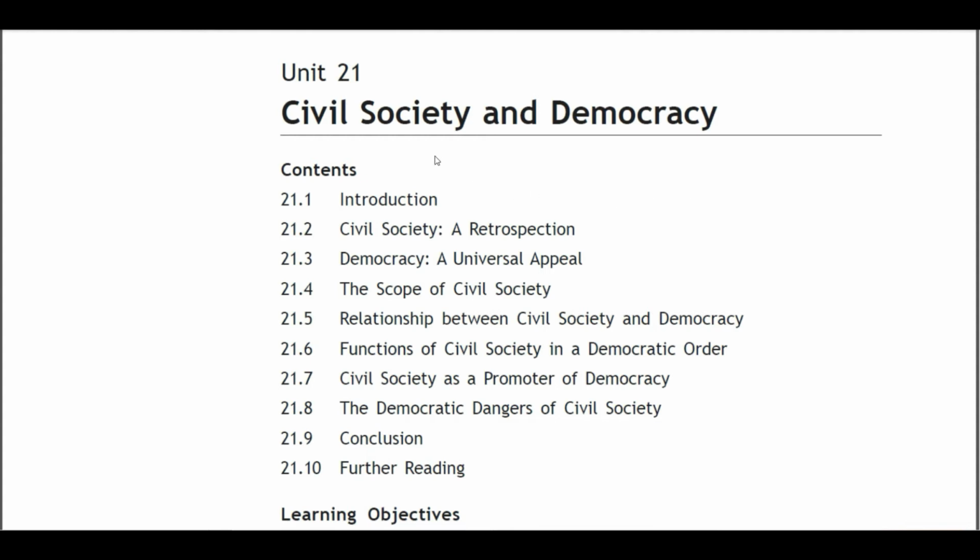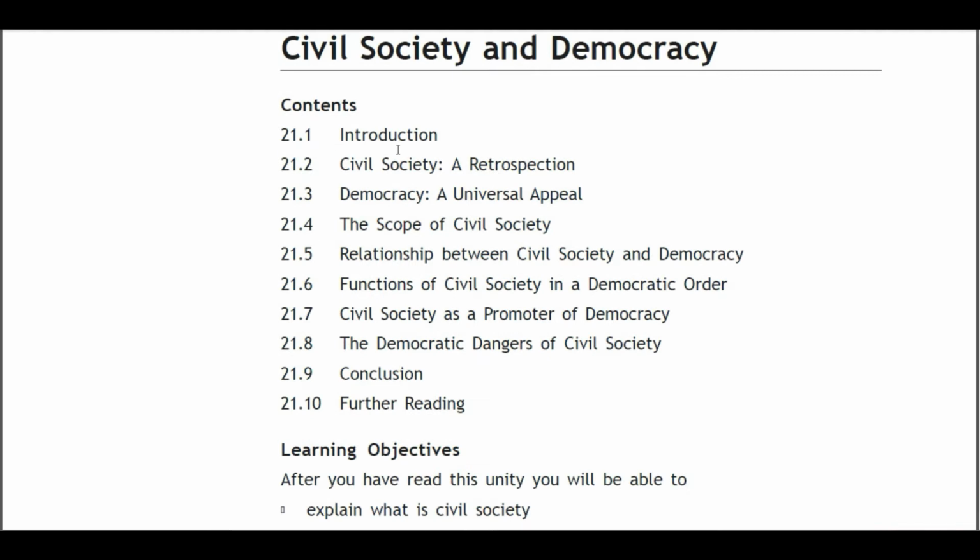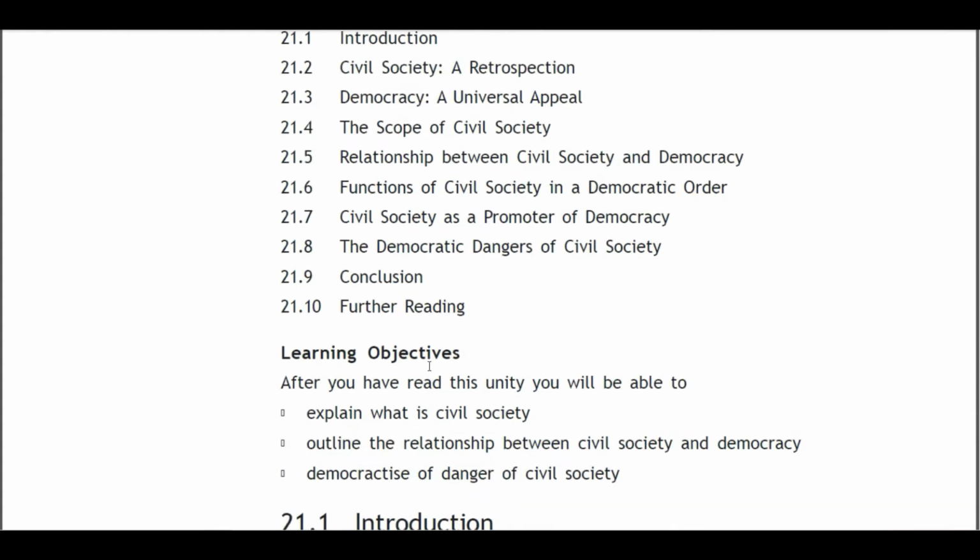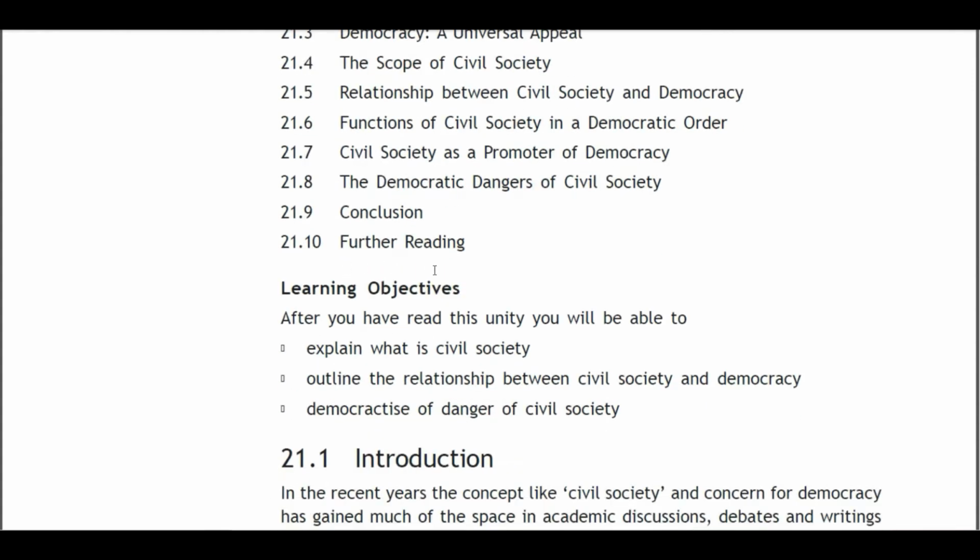Unit 21 Civil Society and Democracy. Contents: 21.1 Introduction, 21.2 Civil Society a Retrospection, 21.3 Democracy a Universal Appeal, 21.4 The Scope of Civil Society, 21.5 Relationship between Civil Society and Democracy, 21.6 Functions of Civil Society in a Democratic Order, 21.7 Civil Society as a Promoter of Democracy, 21.8 The Democratic Dangers of Civil Society, 21.9 Conclusion, and 21.10 Further Reading.